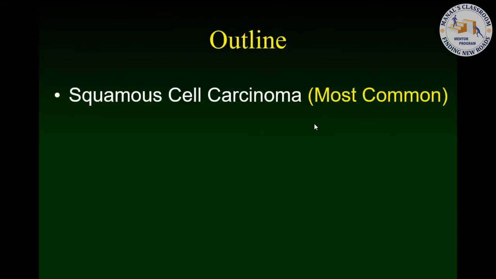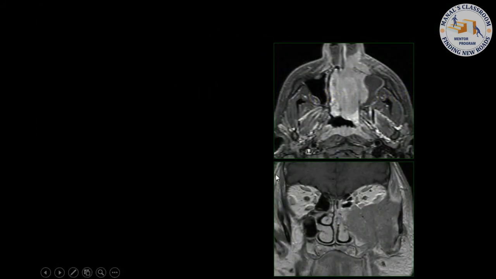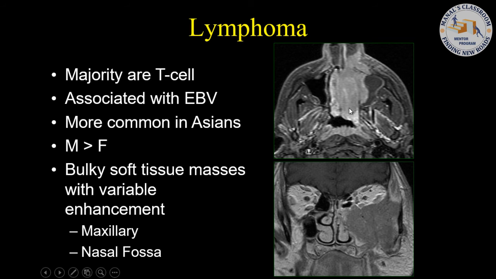So number one, the most common tumor that we'll talk about is squamous cell carcinoma. Now, what do we think this tumor is? This is the second most common tumor to involve the maxillary sinus. And what do we think this is? Anybody? What's that? So this is lymphoma. If we're building our differential diagnosis, the second most likely tumor to involve the maxillary sinus and the nasal cavity is lymphoma. The majority of these are T-cell lesions.